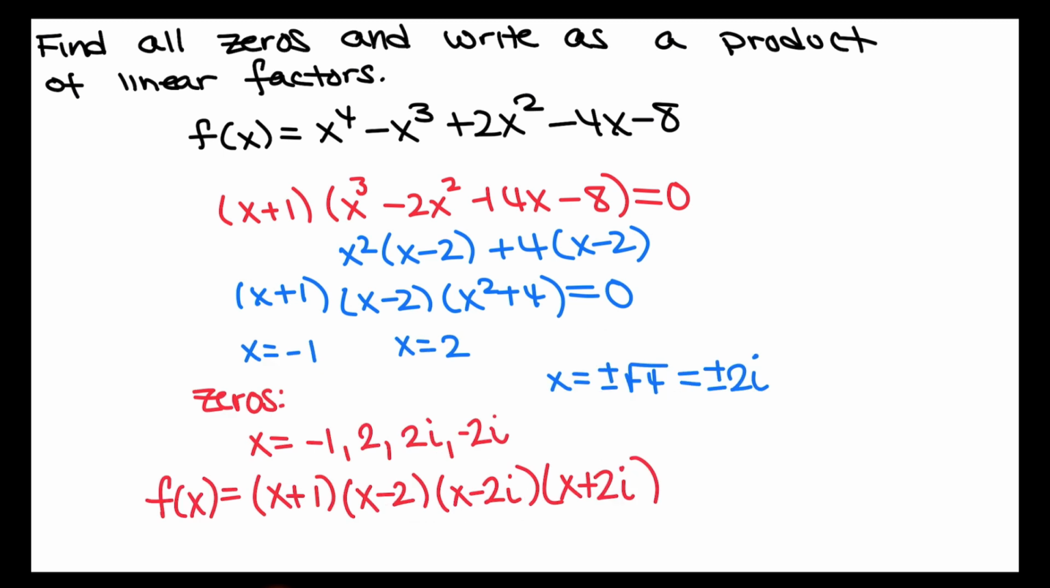Okay, so the factors have to be x minus the zeros. So x minus negative 1, that's x plus 1, x minus 2, x minus 2i, x minus negative 2i is x plus 2i. And so here's my 4th degree polynomial. It has exactly 4 linear factors. It just happens in this case that 2 of those factors have complex zeros in them.